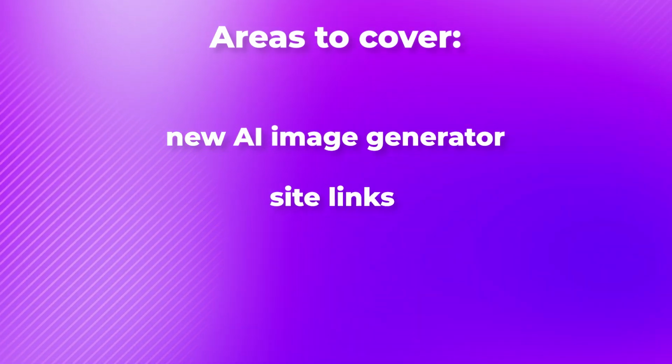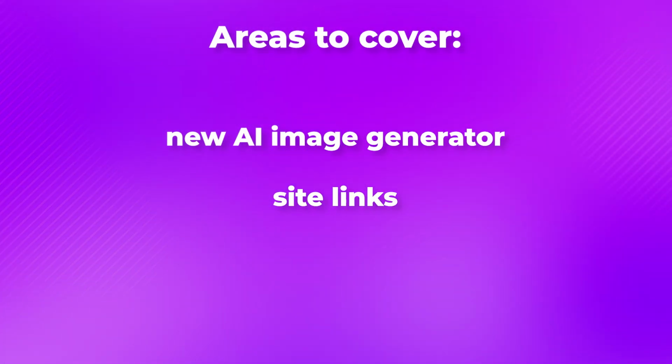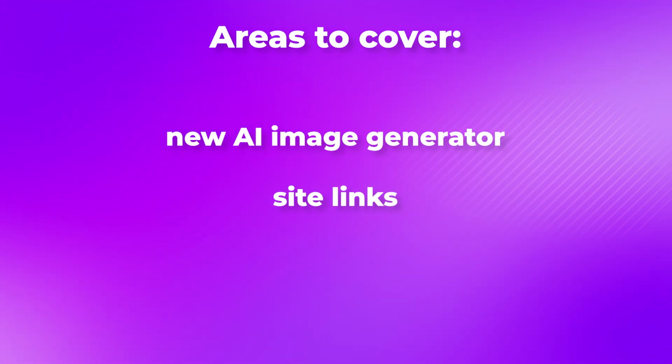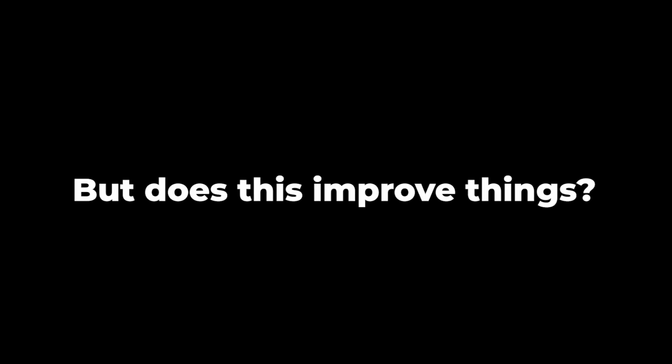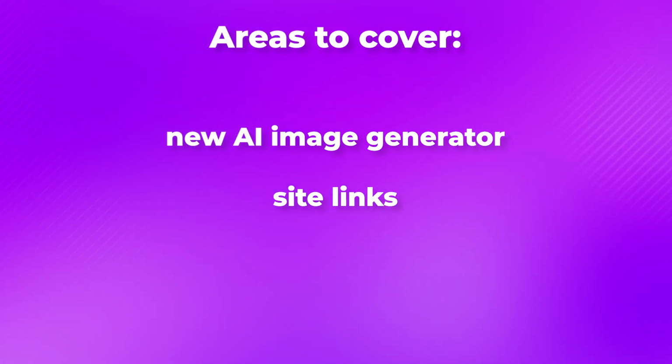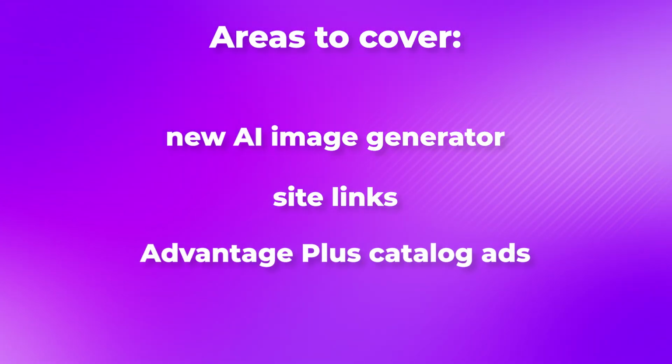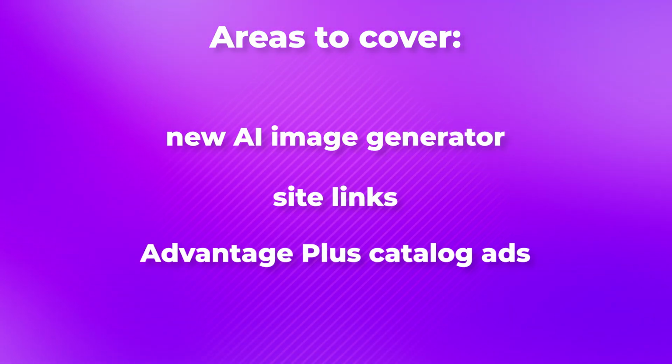Then we're going to talk about site links. Now, Meta now automatically selects various links to your website, but does this improve things, and when should you be using this feature? And then finally, we're going to talk about Advantage Plus Catalogue Ads. AI is huge in this process, but will it produce you results? Now, I've left this one until last because lots of you won't be running product sales ads, but if you are, stick around for that.